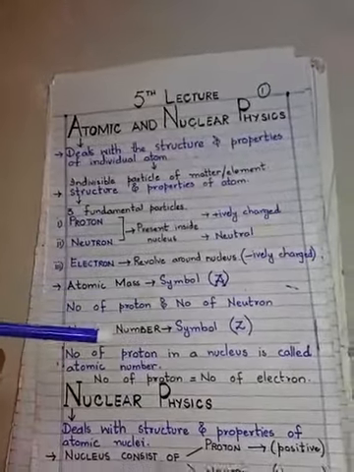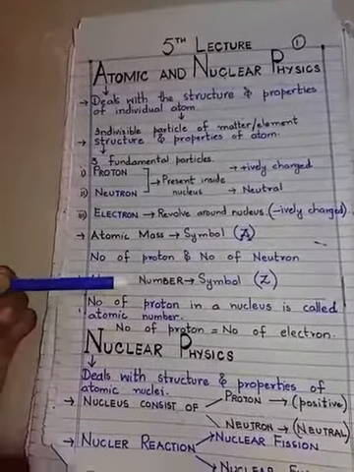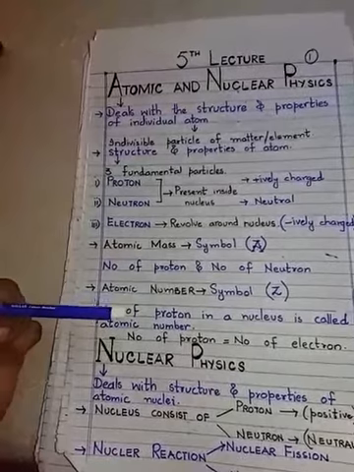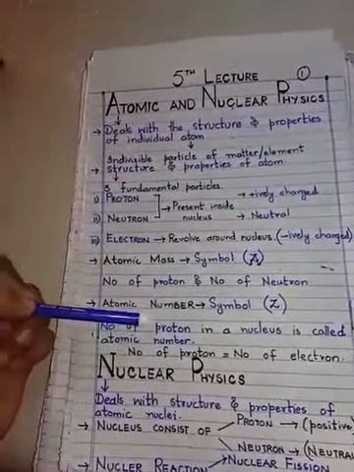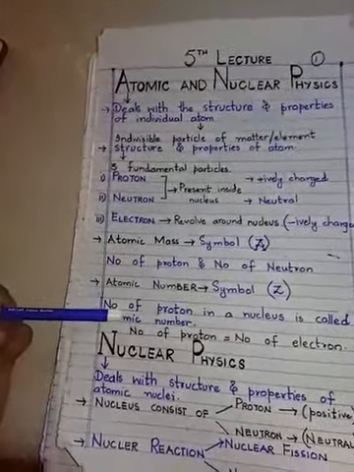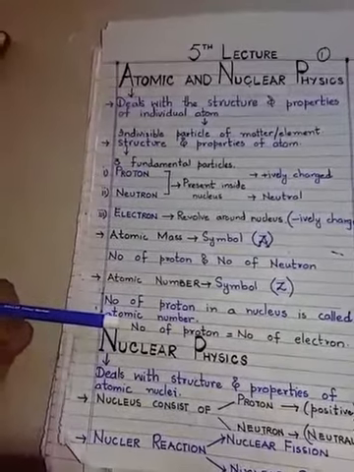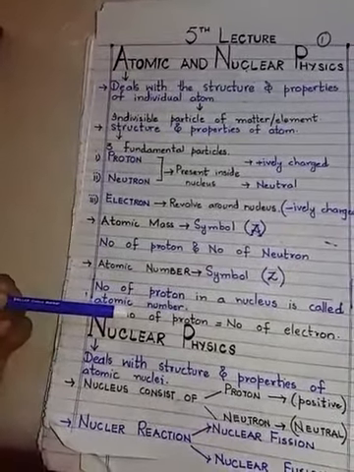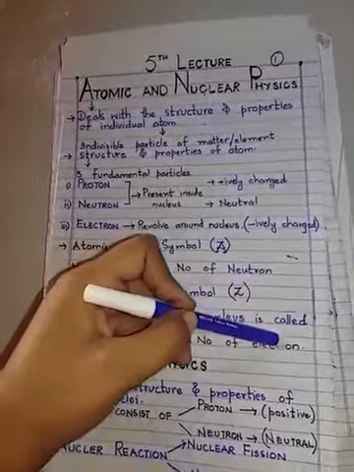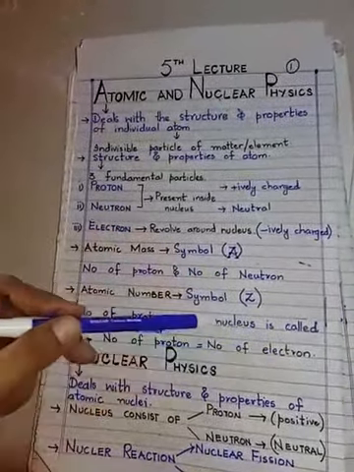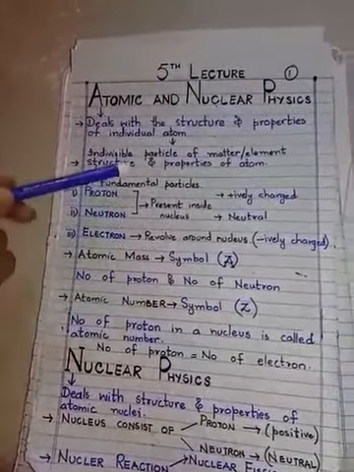The next term is atomic number. What is atomic number, girls? The atomic number of an atom can be defined as the number of protons in a nucleus. Girls, atomic number can also be defined as the number of electrons. Why? Because you know very well that the number of protons in an atom is always equal to the number of electrons. So the number of electrons is also known as atomic number. So it's all about atomic physics.